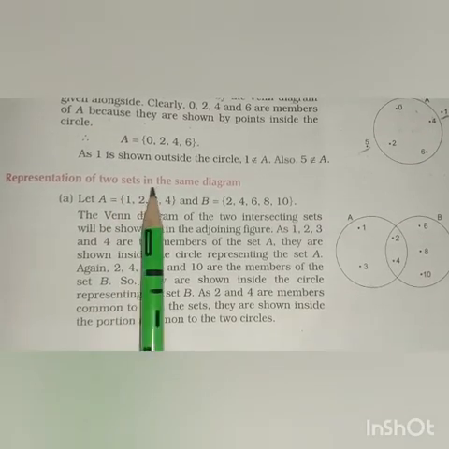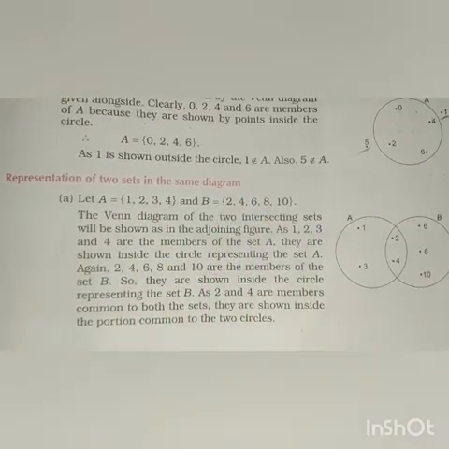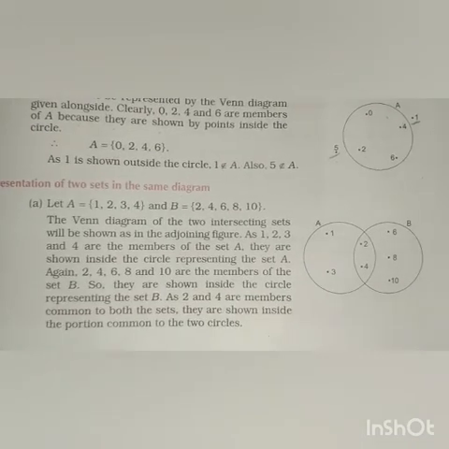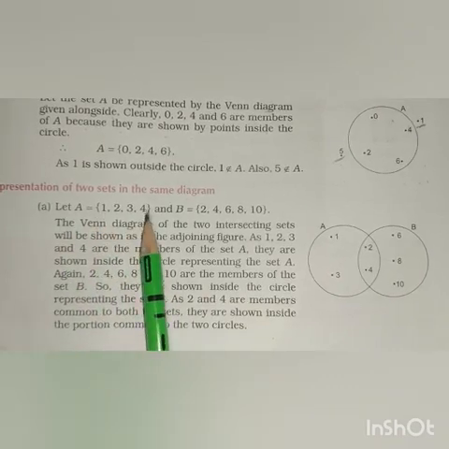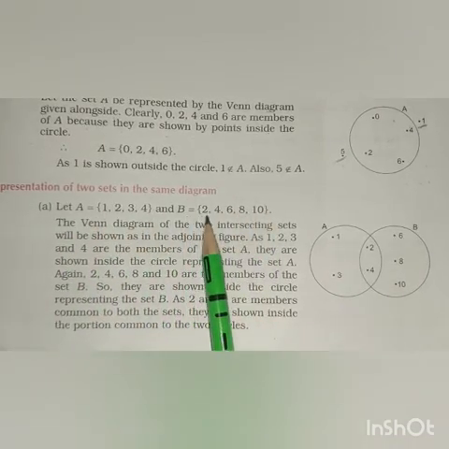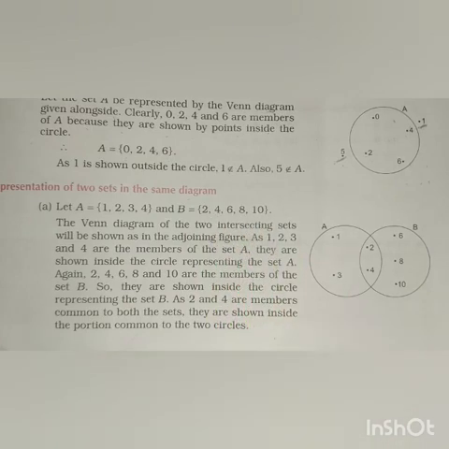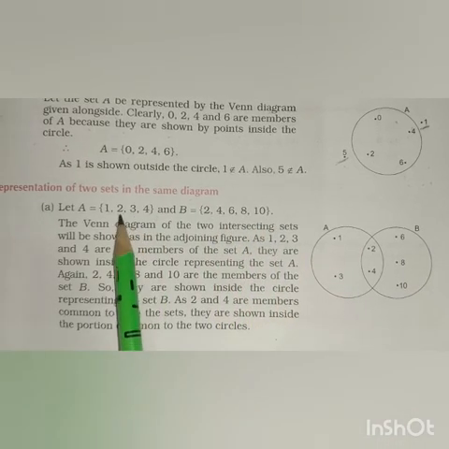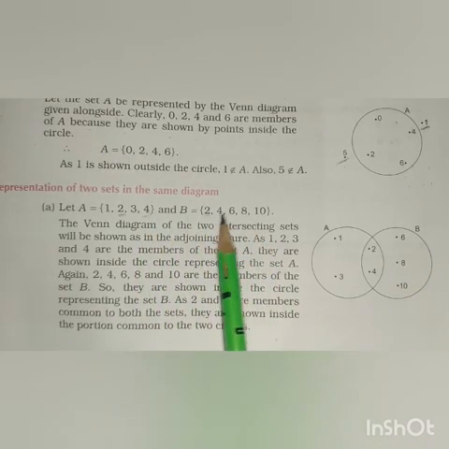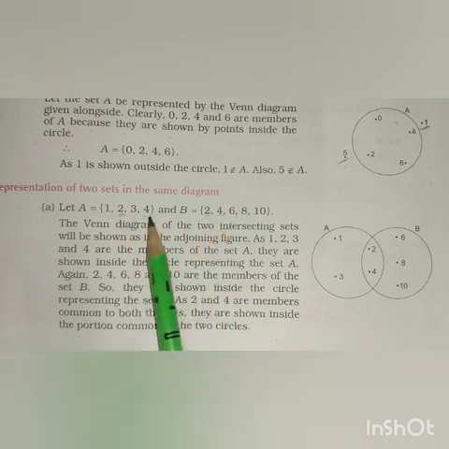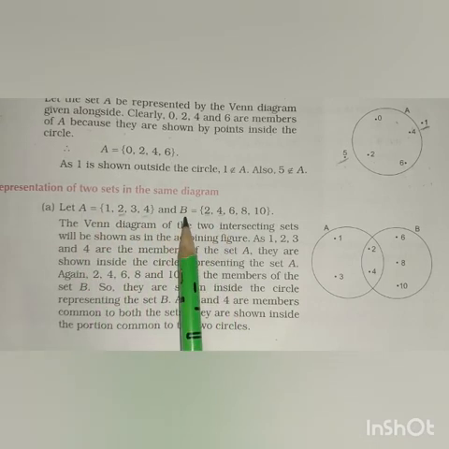Representation of two sets in same diagram. Now two sets can be represented by the same diagram. So now look here. Set A having members 1, 2, 3, 4 and set B having members 2, 4, 6, 8 and 10. Here this 2 is also present here and this 4 is also present here. So these two elements are common in set A and in set B.